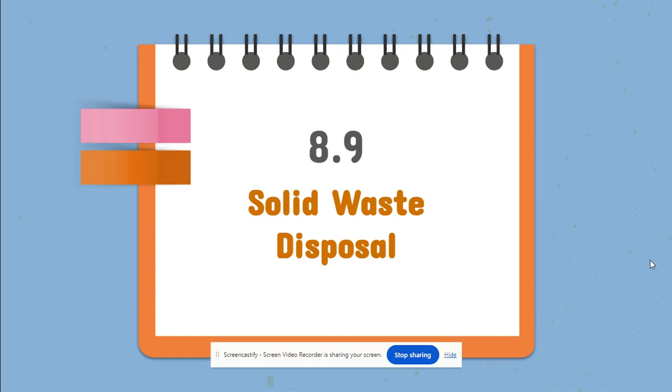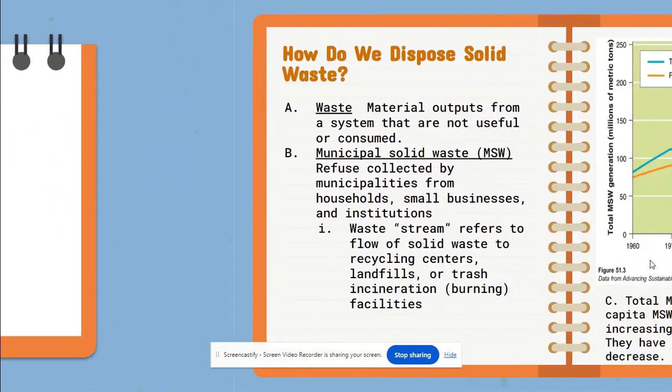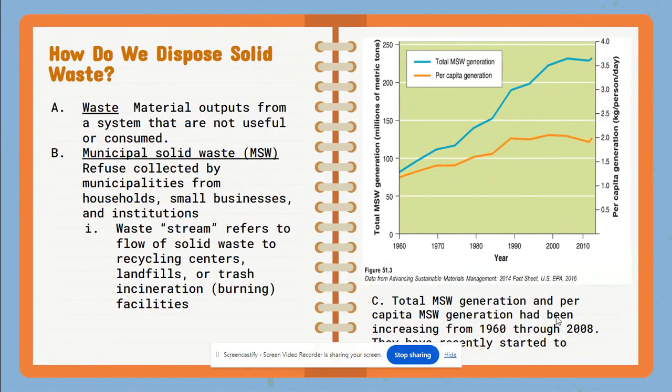So now we're going to shift gears a little bit in Unit 8, and we're going to move a little bit away from mainly water pollution, and now we're going to start talking about terrestrial or land pollution. So with that being said, how do we then dispose of the solid waste that we may generate on land?